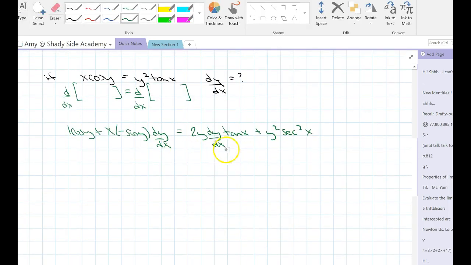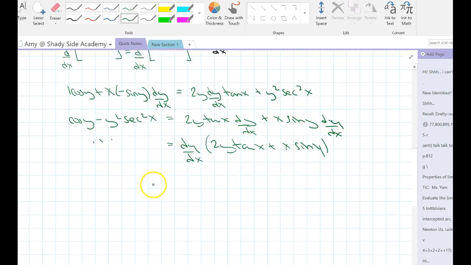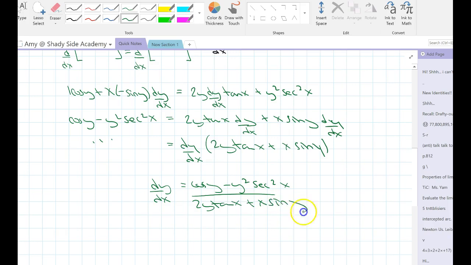And then when you solve and combine like terms, what we get here is cos y minus y squared secant squared x equals 2y tan x dy/dx plus x sine y dy/dx. Factor out a dy/dx times 2y tan x plus x sine y, right? Same left-hand side. When you solve for dy/dx, you will have dy/dx equals cos y minus y squared secant squared x, all over 2y tan x plus x sine y.